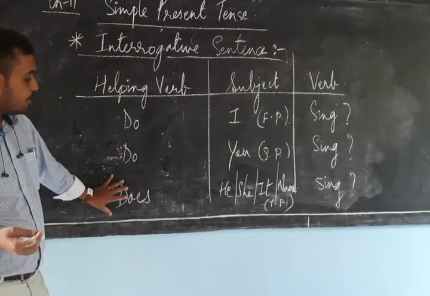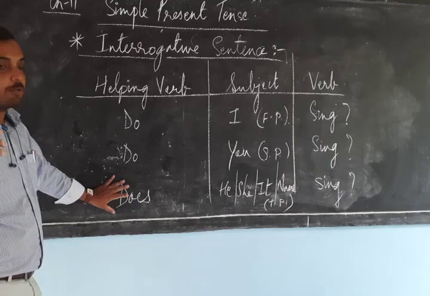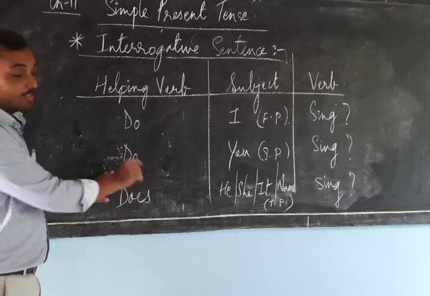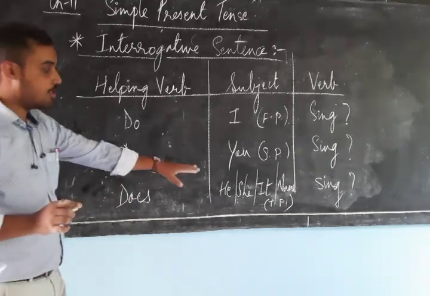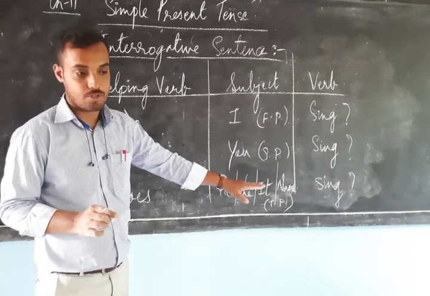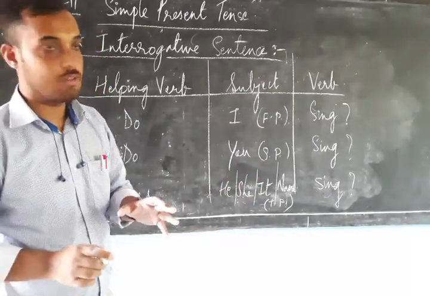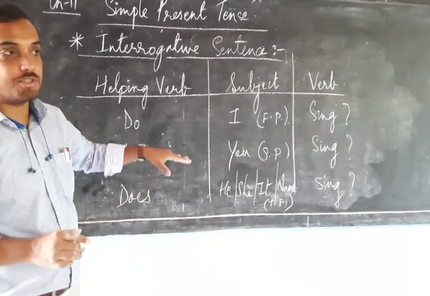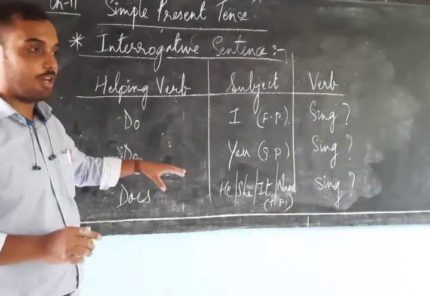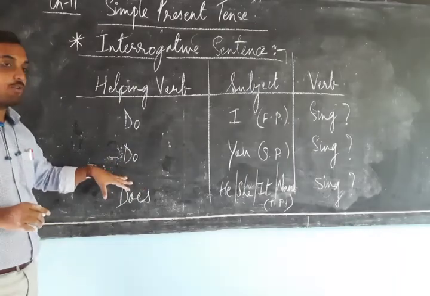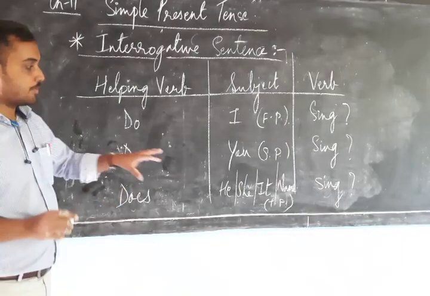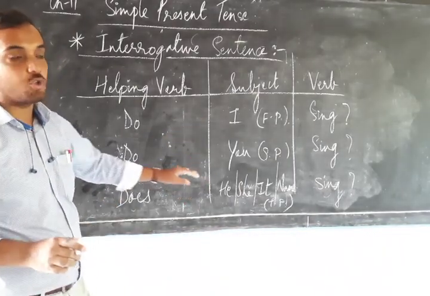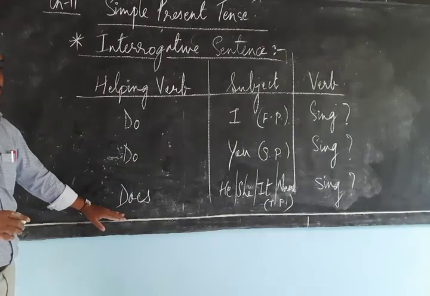We use does in the third person for a singular subject. With he, she, it and the name of a person, we use does. This is a rule. You can't make any changes in these, and your sentences must follow these basic rules. With a third person singular subject, you have to use does.